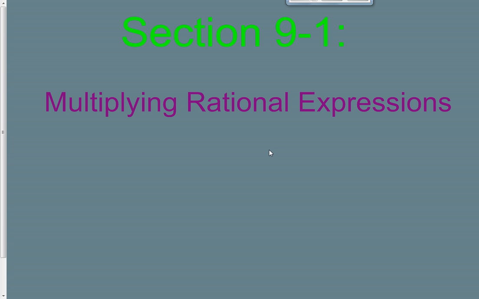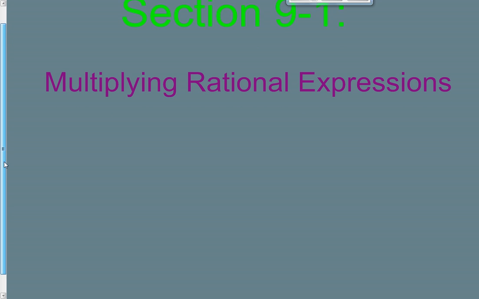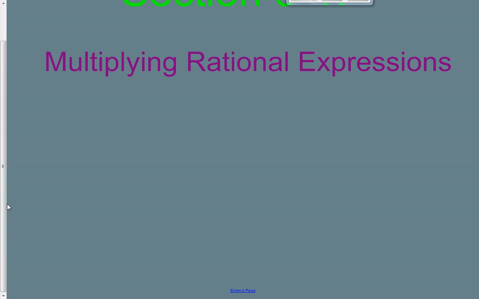This is titled Multiplying Rational Expressions, which is a kind of a fancy way of saying multiplying fractions together. There's a lot of similarities to what you learned in elementary school. It's obviously more complex, but the same concepts still apply.